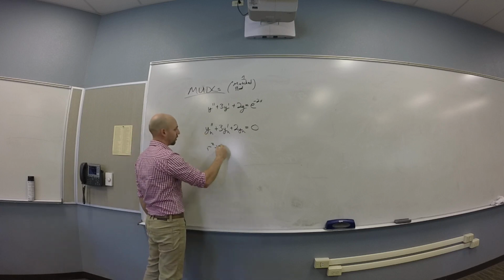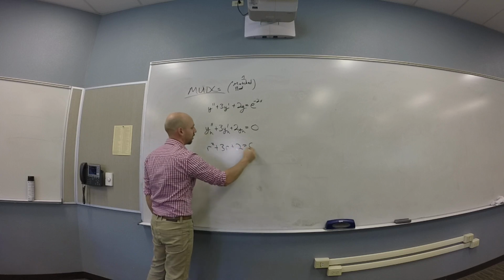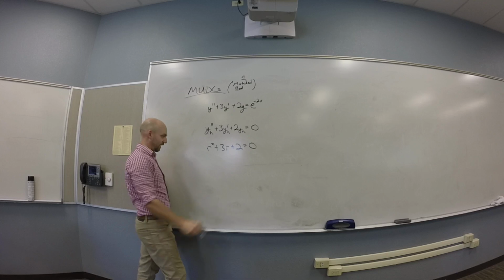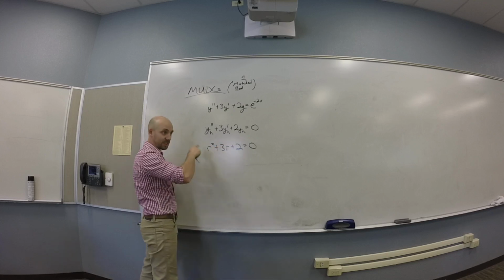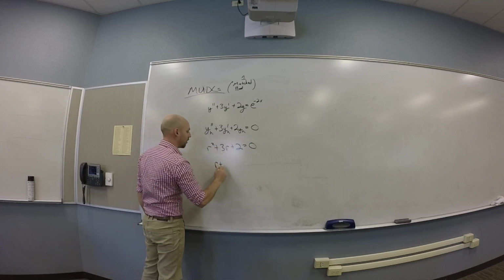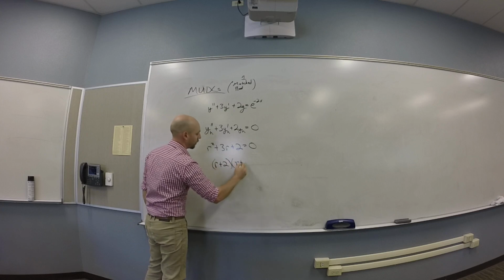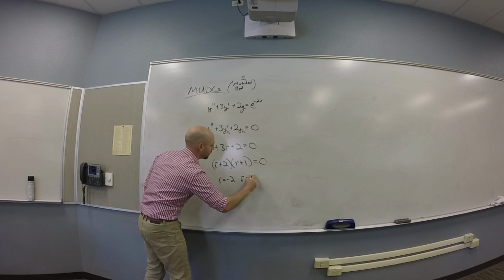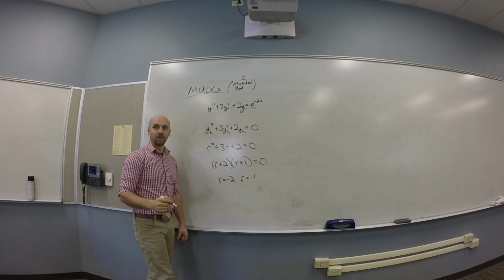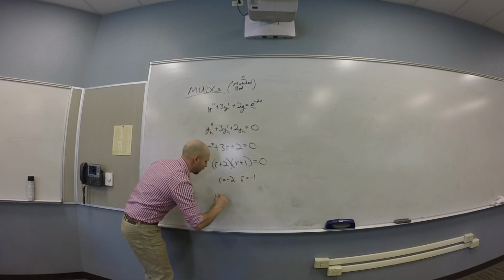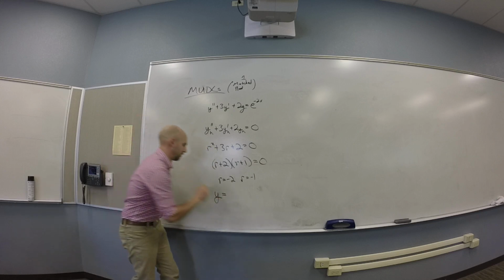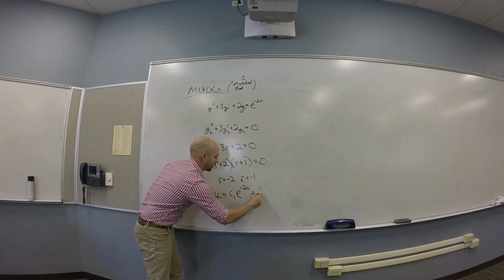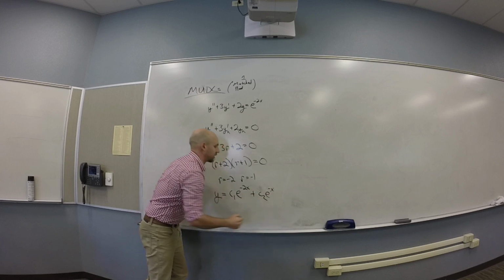So you got r squared plus 3r plus 2 is 0. Then you solve this using algebra land, which is the same example I did earlier. So we get r plus 2 times r plus 1 is 0. So we get r is minus 2 or r is minus 1. Okay? So what's our general solution look like? y is c1 e to the -2x plus c2 e to the negative x, right?